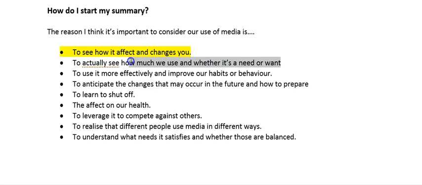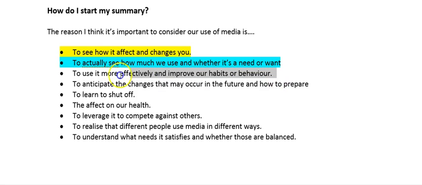It also gives us an opportunity to see how much we use. How much time are we actually spending on these forums? And is it because we need it or because we want it? That links back to those uses and gratification theories, the needs of media.